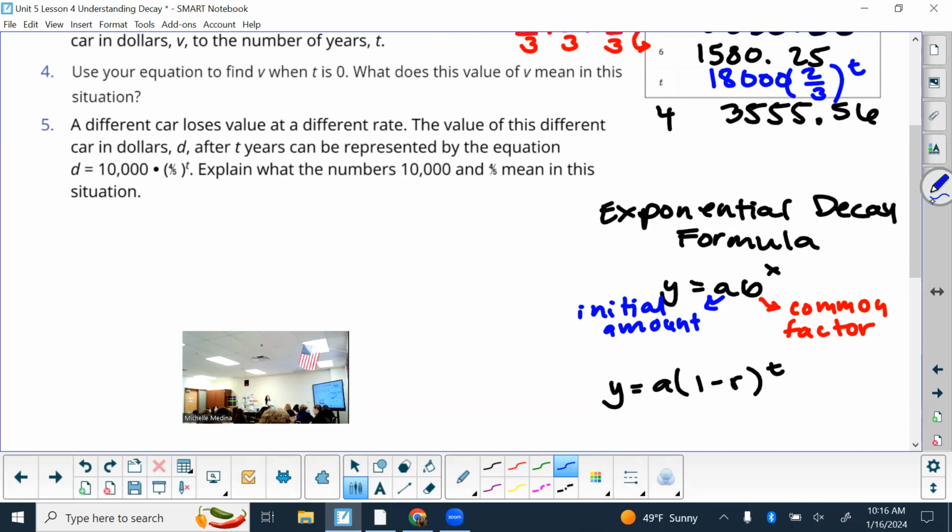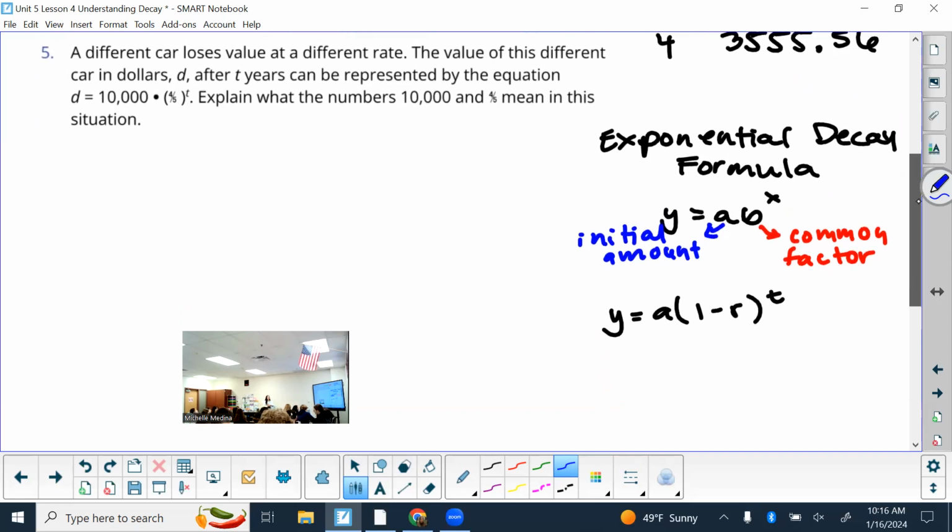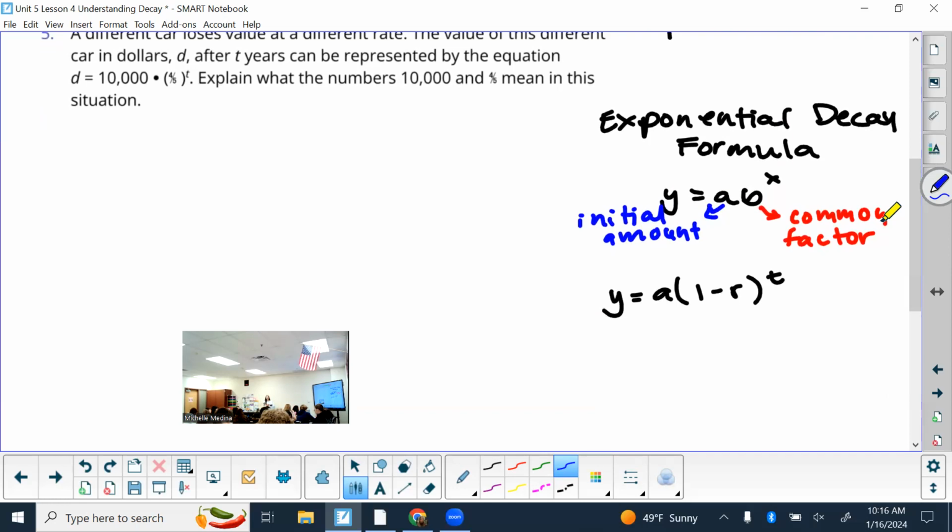So here's that one that's really general. If you preferred the subtracting one, then you can use this one. As long as you get to the right answer at the end of the day is all I care about. A will still be for your initial amount. And since it's decay, if you compare it to the growth one from Friday, for decay it's going to be 1 minus. And what does R stand for, table 1?